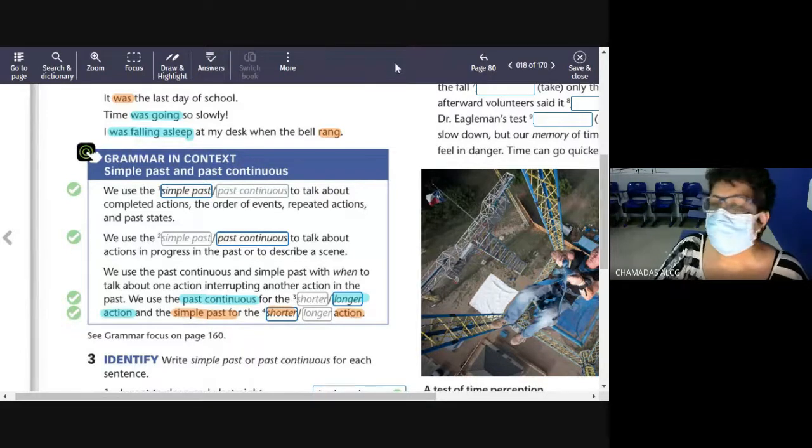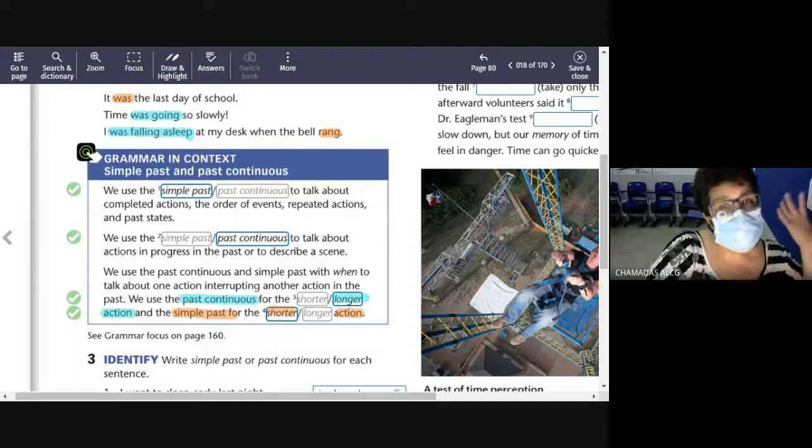We discussed how we can discuss things that happened in the past.